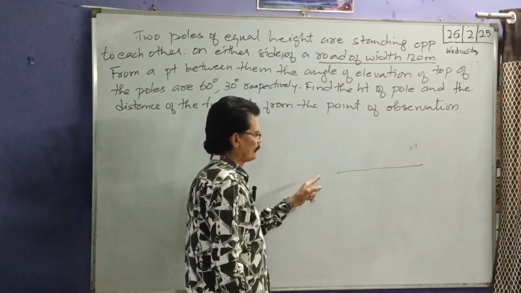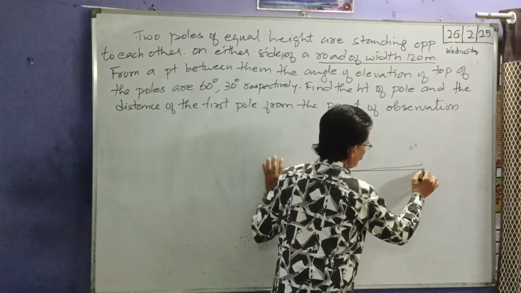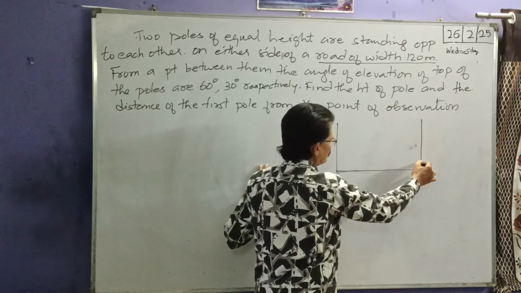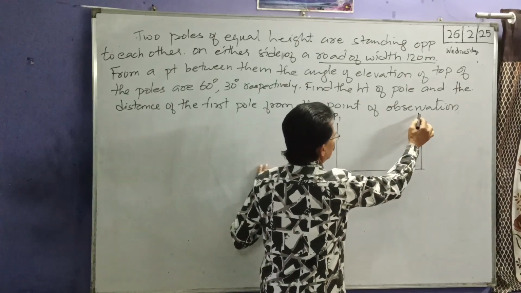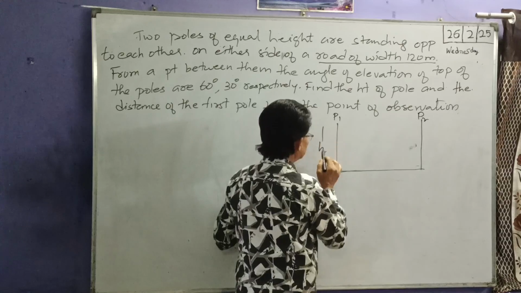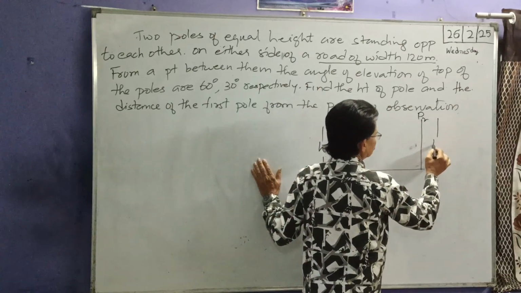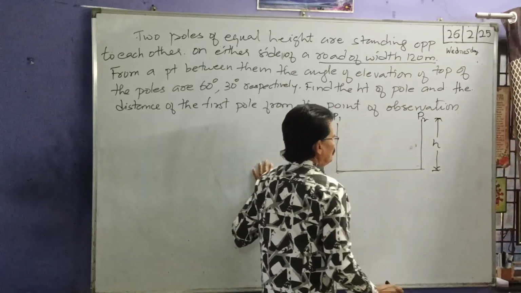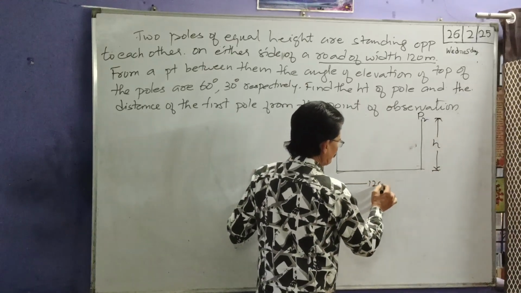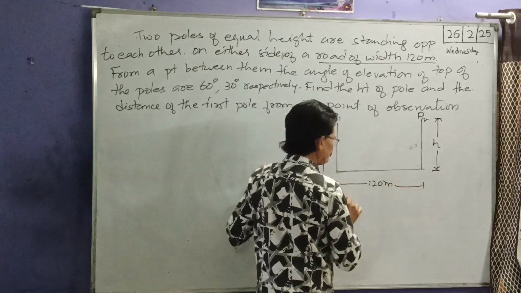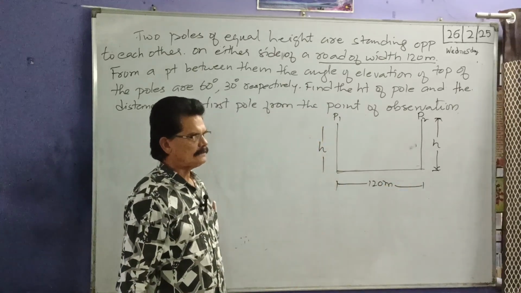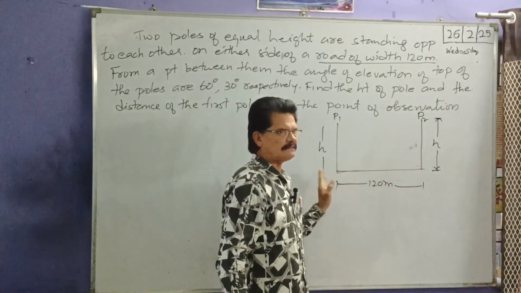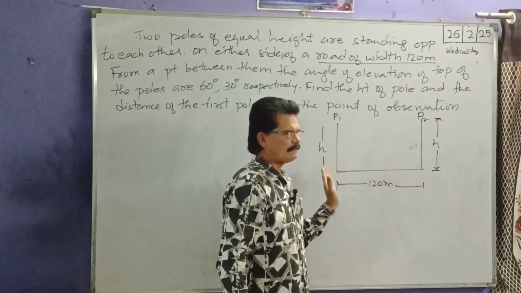This is the road. These are the two poles. Pole 1, pole 2, equal heights. Distance between them is 120 meters. That is the width of the road. This is all road. And these are the poles on either side of the road.